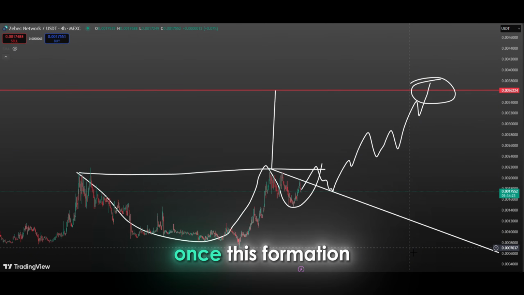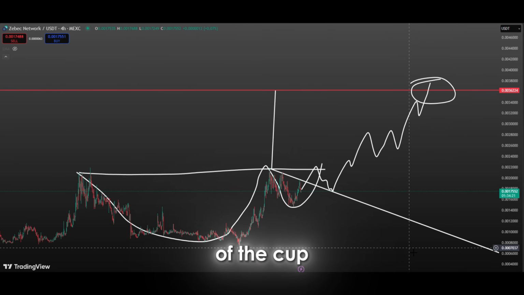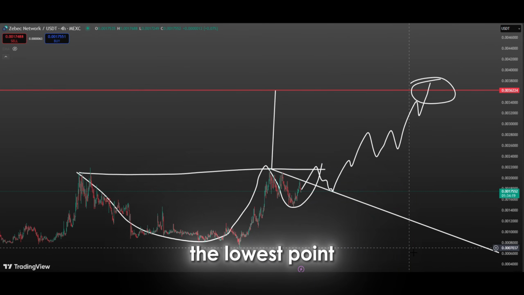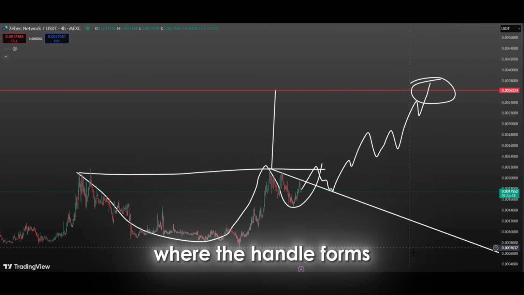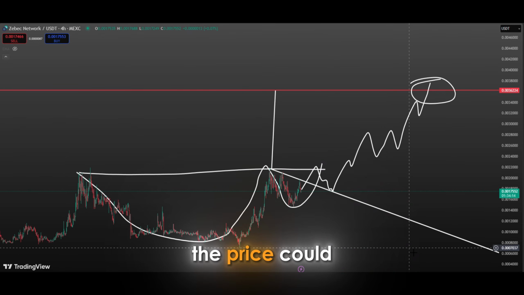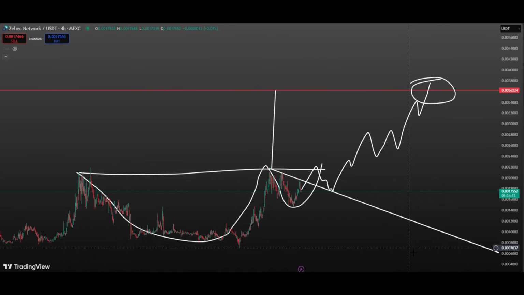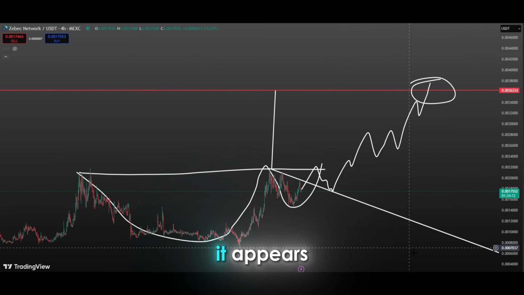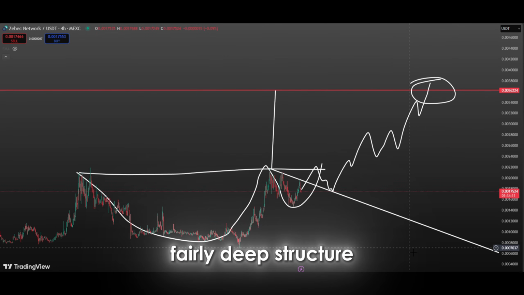Technically, once this formation is completed, the target is usually determined by the depth of the cup. That is, the distance between the lowest point of the cup and the peak where the handle forms is projected upward from the breakout point. This target indicates the potential peak the price could reach after the breakout. Looking at the current setup, it appears that the cup has formed a fairly deep structure, suggesting that a breakout could lead to a significant upward move in price.